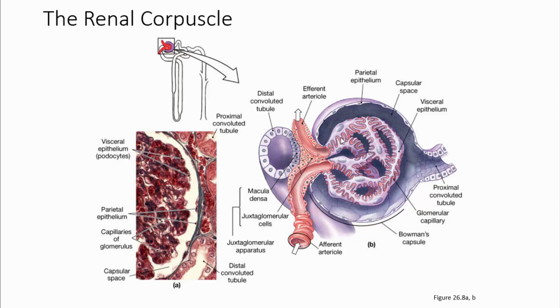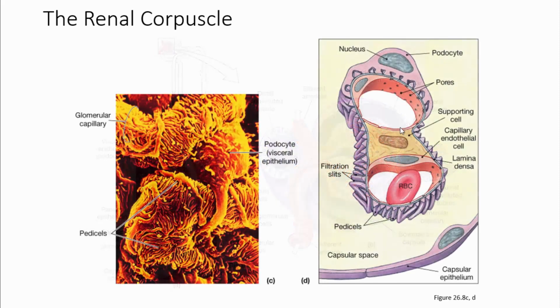Well, that's what these pedicels are creating. They're creating these filtration slits. And so larger proteins, red and white blood cells are not going to pass through those slits. And again, just to show a little more close-up view of that under electron microscope, you can see the podocytes and the little filtration slits that they're creating with their little pedicels.